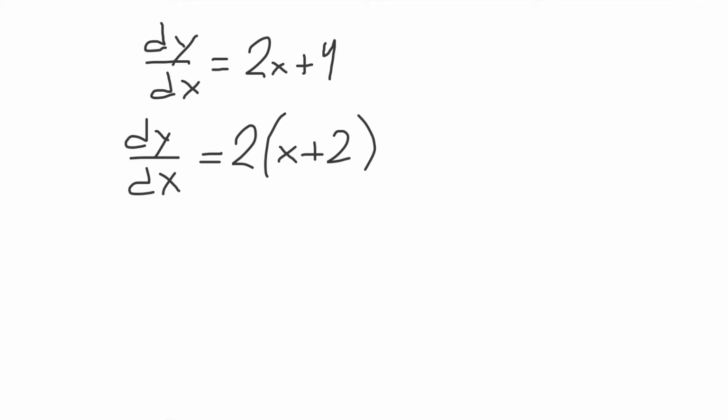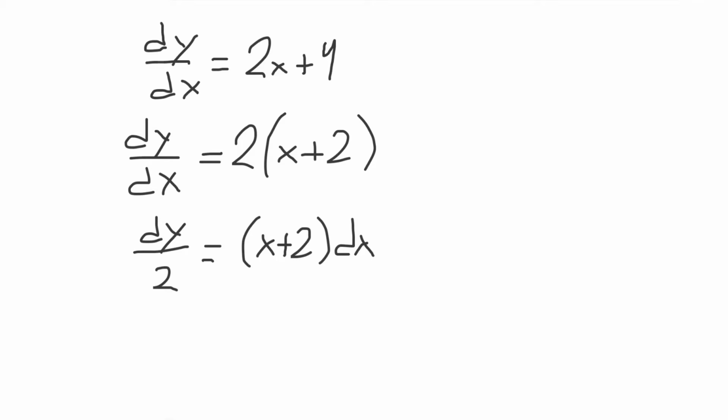So we want to put the x's with the dx, and in this case, we're going to put the 2 with the y, the dy differential. So we'll go ahead and divide by 2 on both sides, and we'll multiply the dx to the right. So we'll get dy over 2 equals the quantity x plus 2 times dx.